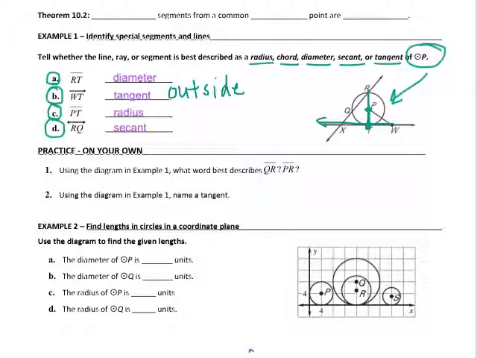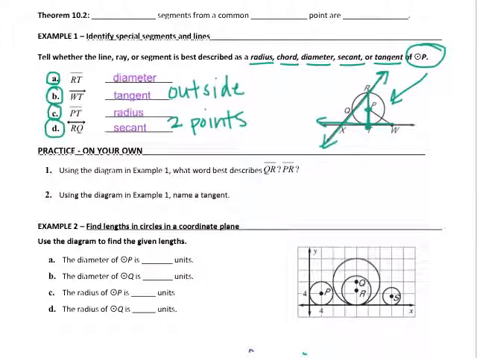And then the secant is going to touch the circle in two places, and again, it goes through the circle. And just a reminder that this is going to touch in two places, or we could say 2 points of contact with the circle. That's a good way to remember the secant.